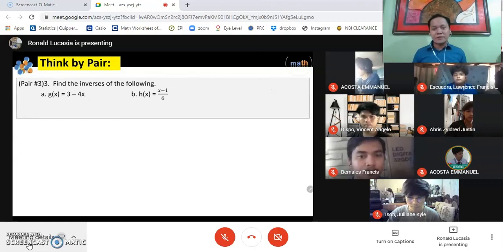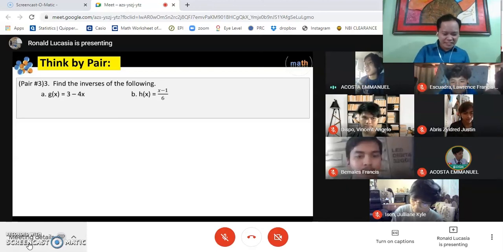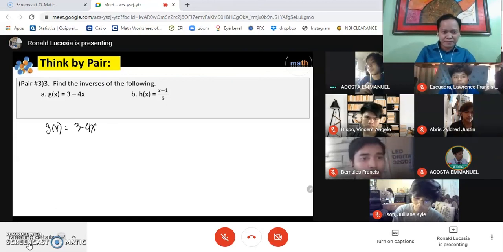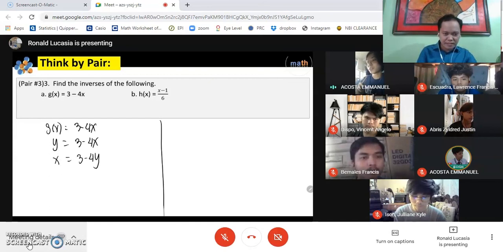Last one, from the group of Emmanuel and Zildre. Emmanuel, can you do it? We still have 2 minutes before your next class. So let's make it fast. Getting the inverse of g of x equals 3 minus 4x. Let's substitute g of x for y. y is equal to 3 minus 4x, and let's interchange x and y. So x is equal to 3 minus 4y.